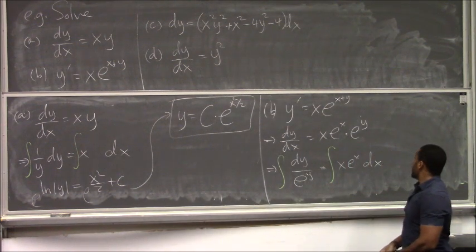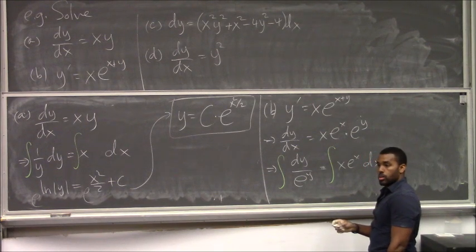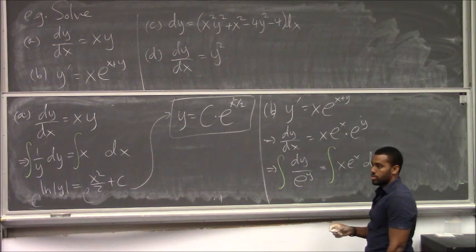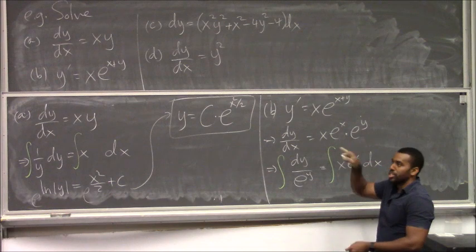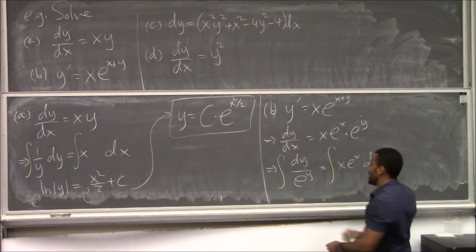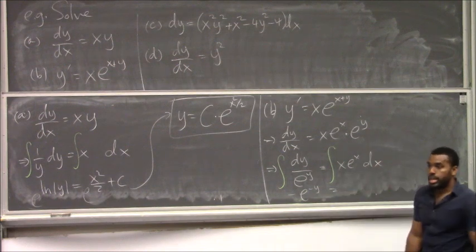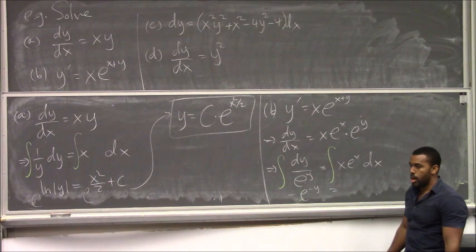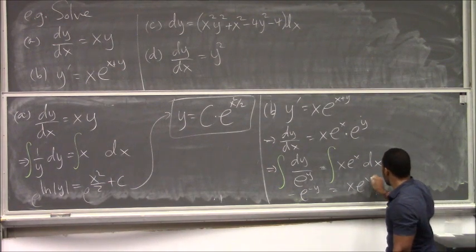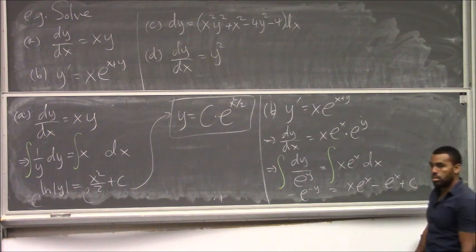How do you integrate that one? Write it as e to the negative y and do that rule. Integral of e to the kx is 1 over k e to the kx. Ultimately, you end up with minus e to the minus y here. How do you integrate that? Set x equal to u. Right, integration by parts. u equals x, dv equals your e to the x. You're going to get x e to the x minus e to the x plus c.